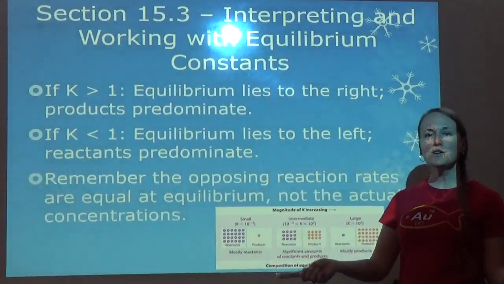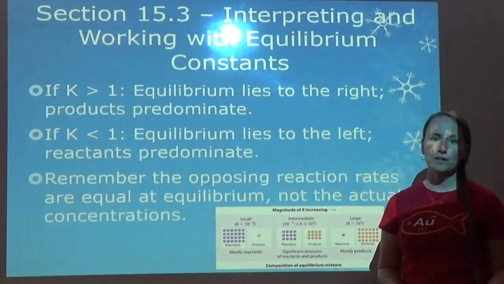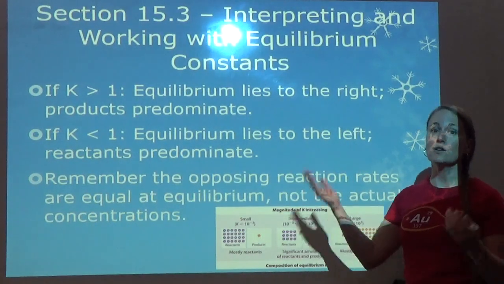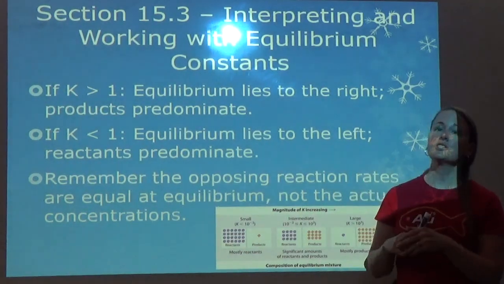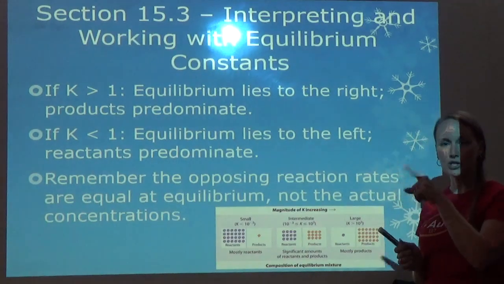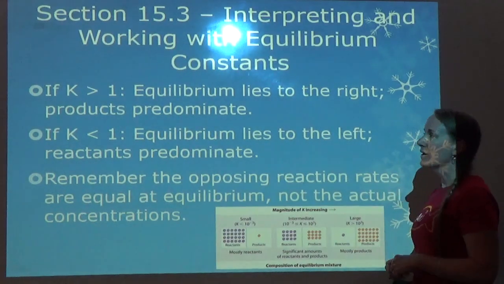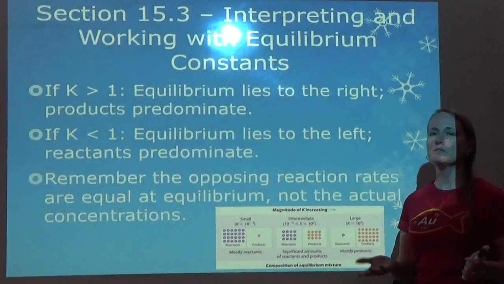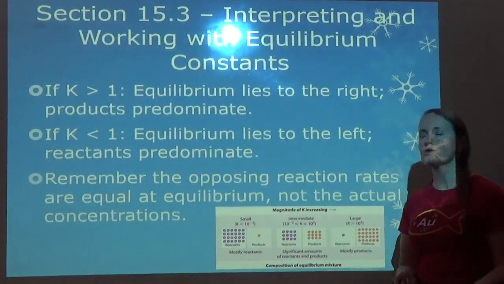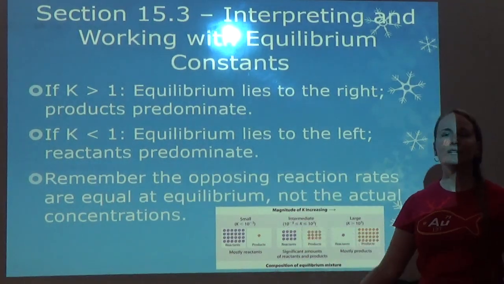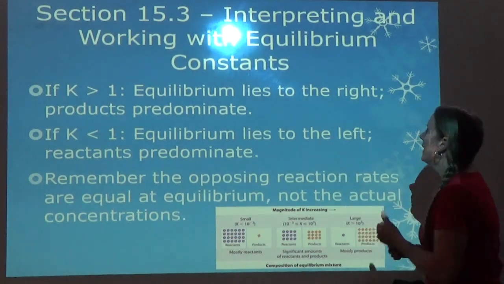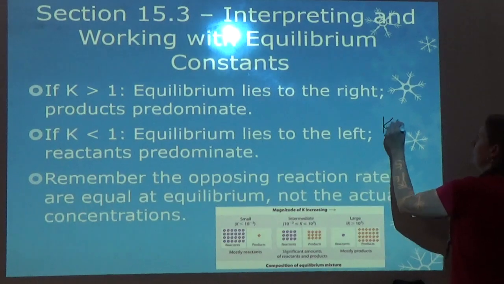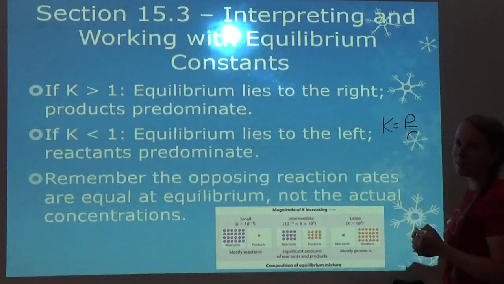So in the last video, we learned how to calculate K values. We did the products over the reactants, and we either put it in brackets for concentration or put P for pressure and sub the substance. Now let's talk about what these K values mean. Like what's K equals 200 versus K equals 1 times 10 to the negative 4? What's the difference? Remember, K is just products over reactants.